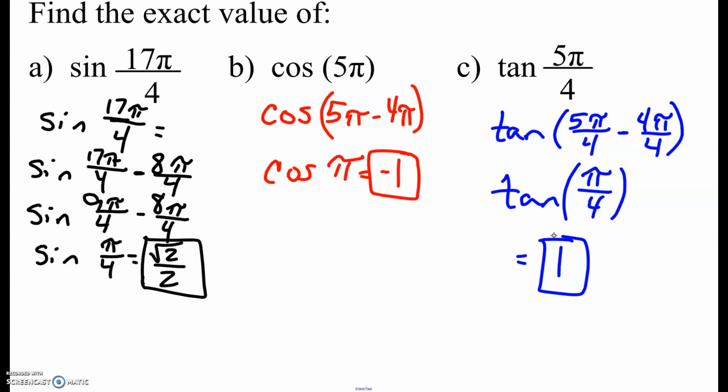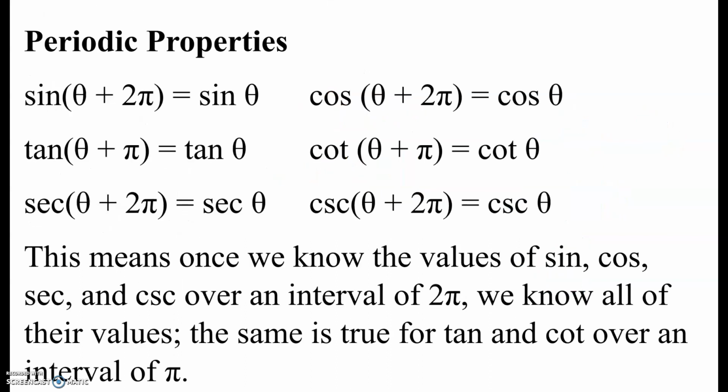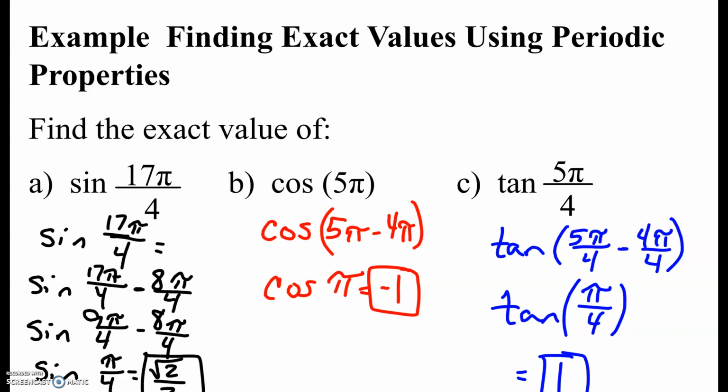So we can add or subtract the amount of that period that we were shown on the previous slide. And I'll go back to that really quick. So for sine, cosine, secant, and cosecant, we would be adding or subtracting multiples of 2 pi. And for tangent and cotangent, we would be adding or subtracting multiples of pi. And that's what this whole assignment is going to do.